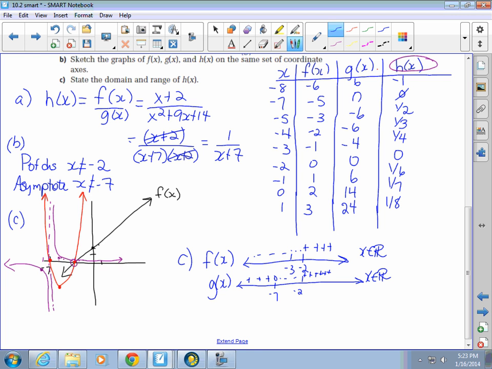So for my h of x, I could put any value in there. It's going to be giving me positives and negatives. But now if I take a look at this graph, I can use any value in there but -7 and -2. At -7, it gave me negatives, so I can't use that. And then at -2, I had that point of discontinuity.